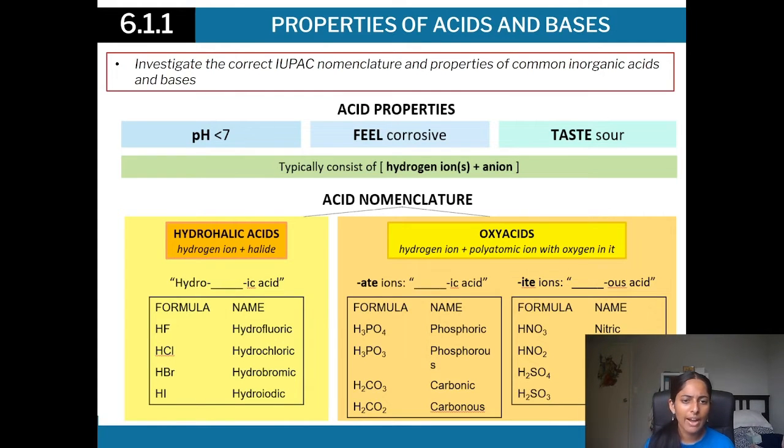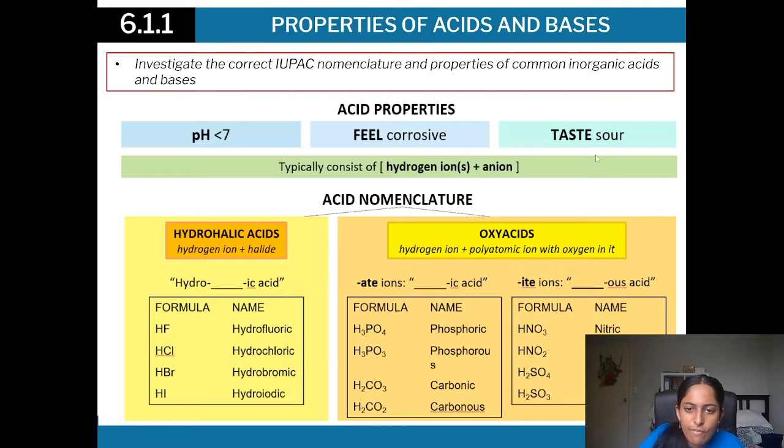So if you have a hydrogen ion and a halide, the suffix becomes IC, and you have hydro as your prefix at the front, and then you just write it as acid. So in this case, for let's say HCl, it'll become hydrochloro, but because we're shortening it, it'll just be chloro, and then IC, so hydrochloric acid.